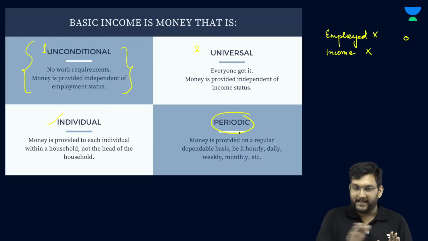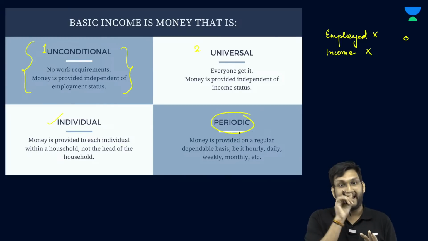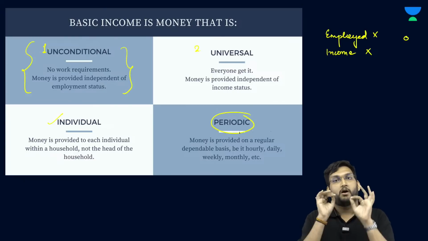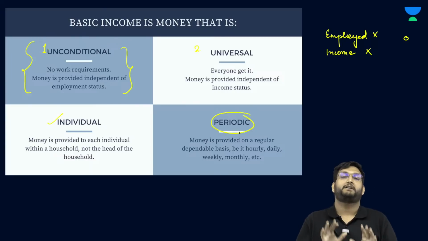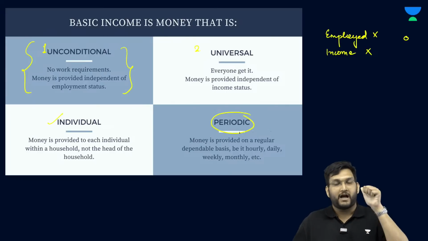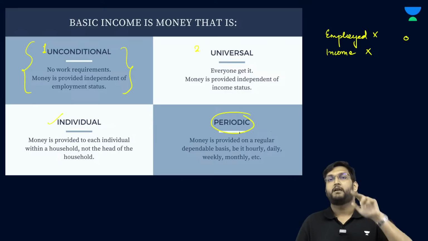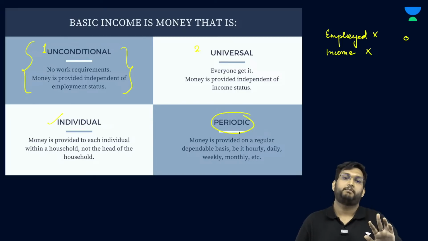If none of these four is met, or if only some are met, still it will not be called universal basic income. Only when all four are met does it become universal basic income. Unconditional, not related to your employment; universal, irrespective of income; individual; and periodic.